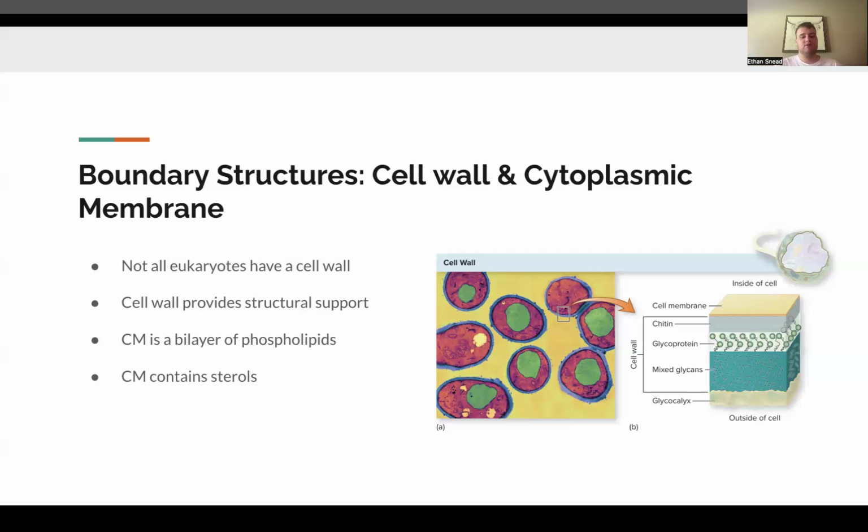Sterols are different in build and structure than that of phospholipids. The sterols give the cell rigidity and make them more stable, sorry. This feature is very important in eukaryotic cells that lack the cell wall. So this would be cells other than fungal and algae cells.